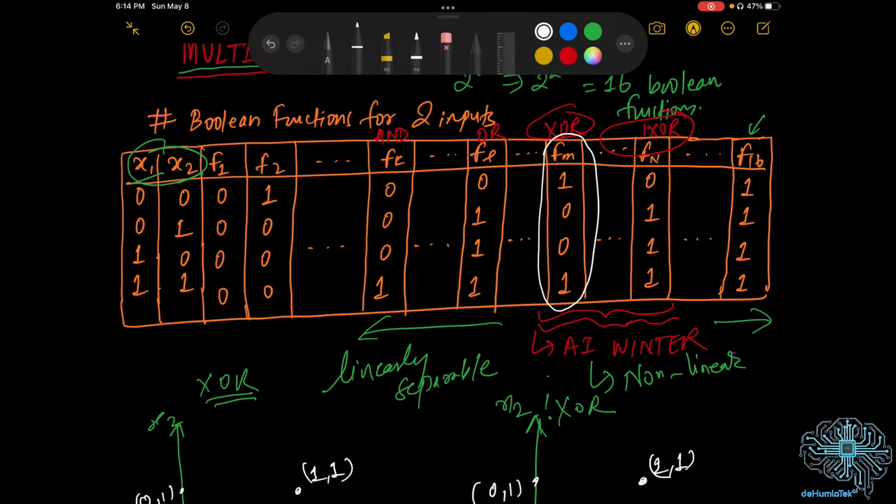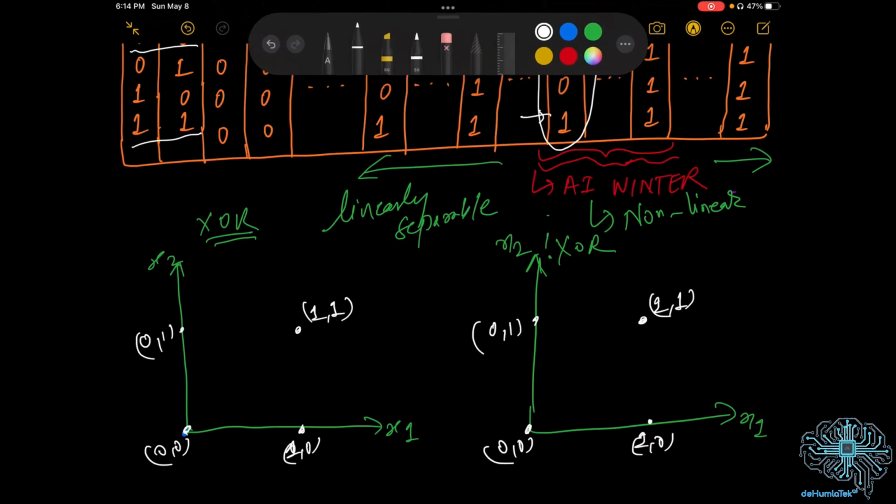If we look at XOR, a neuron will fire only when the two inputs are different. These are the two conditions when the neuron fires for XOR. We cannot come up with a single linear decision boundary which can separate the region where the neuron fires. This is the region where the neuron fires, and these are the regions where the neuron doesn't fire. So we cannot come up with just a single decision boundary to separate these two regions.